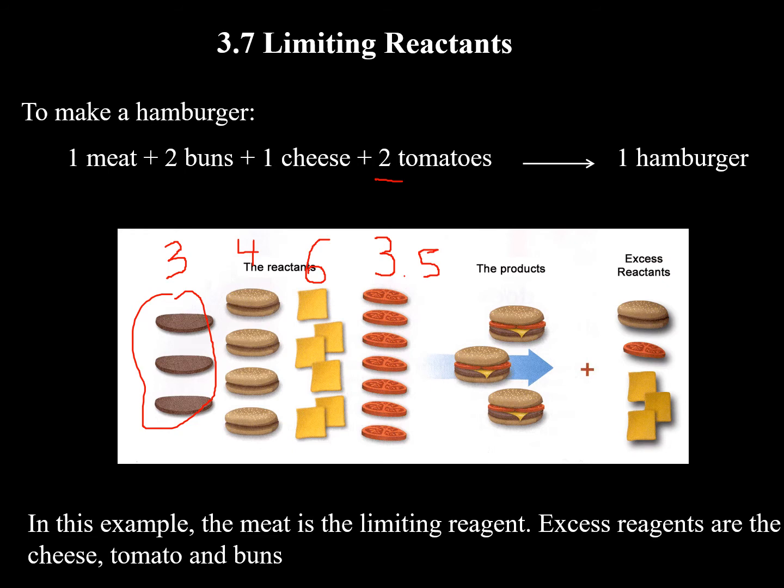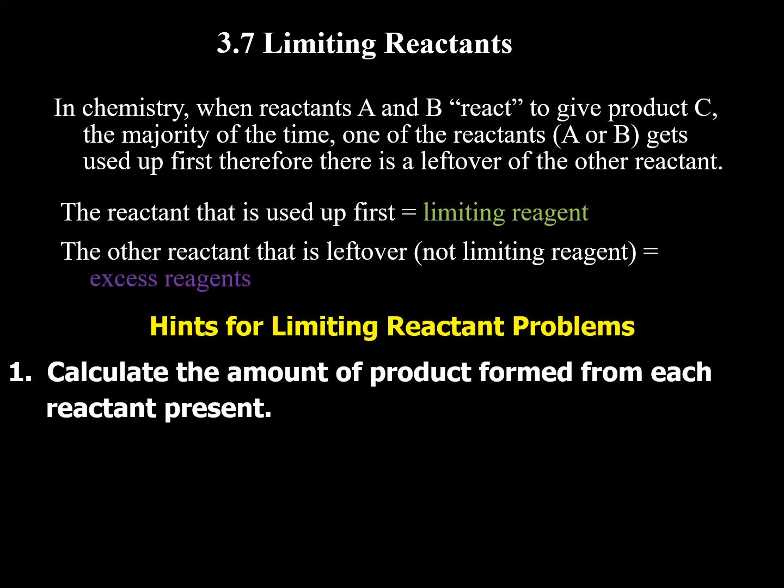So in this case, we compare with all our values. We would compare 3, 4, 6, and 3.5. And we would say the maximum amount of hamburgers we can make is 3. So that's very important when we are doing limiting reactions. We have to consider each case separately in terms of the reactants. Again, the limiting reactant is the one that's used up first. The excess is the ones that's left over after all the reaction is complete.